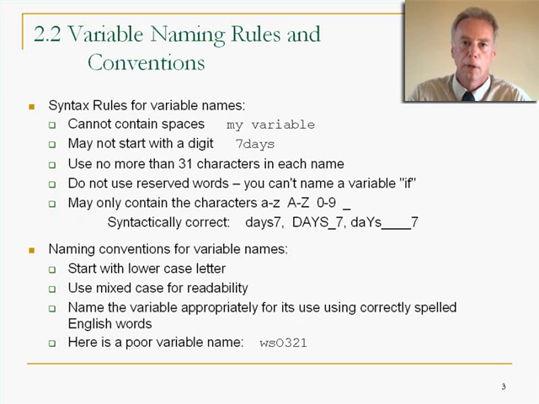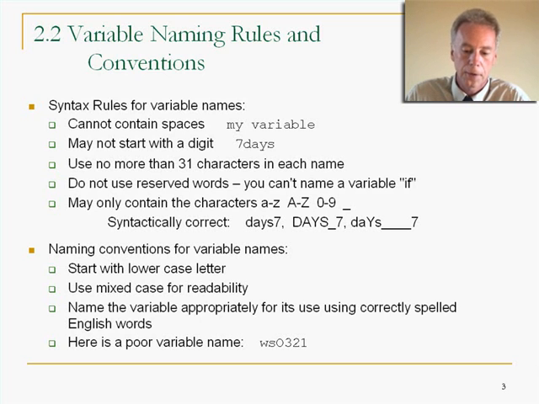Okay, when you're naming your variables, there are two things to think about. One is the rules that you have to follow, the syntax rules for choosing names or identifier names. And the other one is the convention. The conventions for choosing names don't mean that the program won't compile. It means that people will be able to read your code if you follow the conventions.